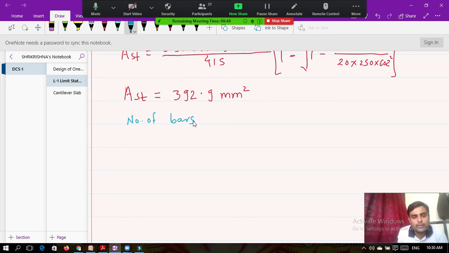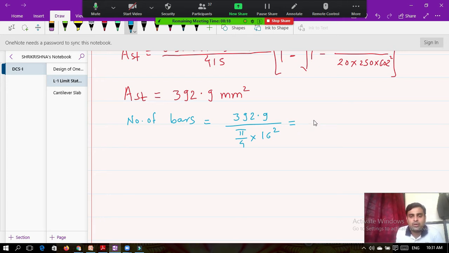So number of bars, next we will calculate number of bars. How many number of bars we are going to provide? So how do we calculate number of bars? Total area of steel divided by area of single bar. It is pi by 4 into 16 square. We have assumed 16 mm bar diameter. Let us see how many number of bars we are getting over here.